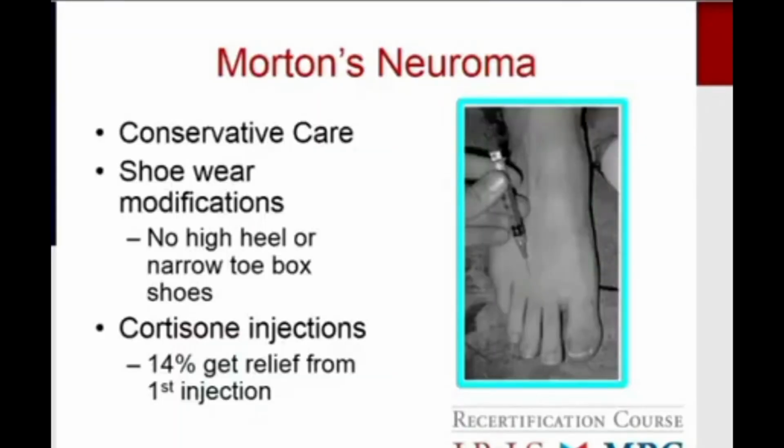If we treat them conservatively, we obviously have to modify our shoe wear. We need a wider toe box shoe that puts less stress on that nerve. We avoid high heels, which drive that nerve into the ground, and we can try cortisone injections, though we recognize that only about 14% of patients get relief after that first injection, so multiple injections tend to create more structural pathology rather than helping this patient in the end, due to ligament laxity from that repetitive use of cortisone.